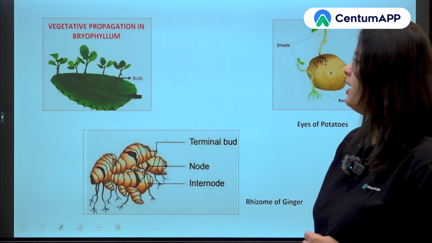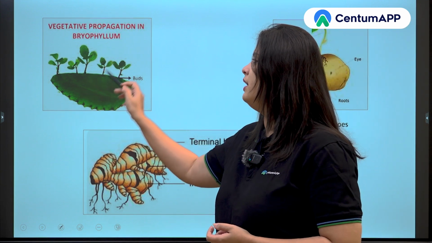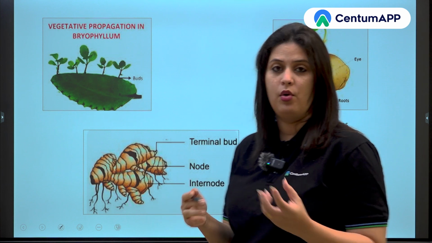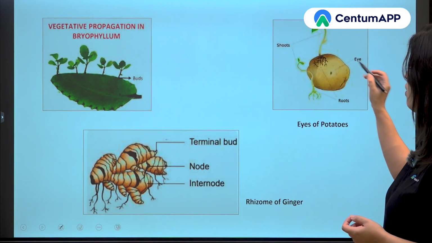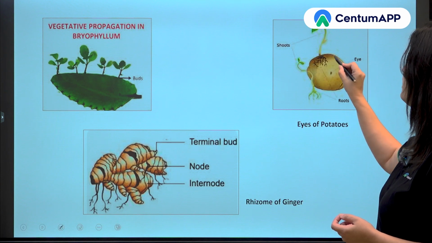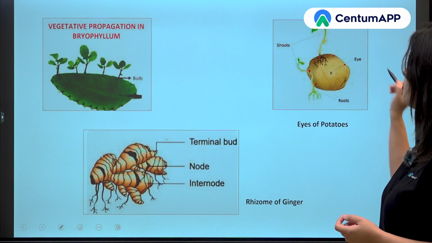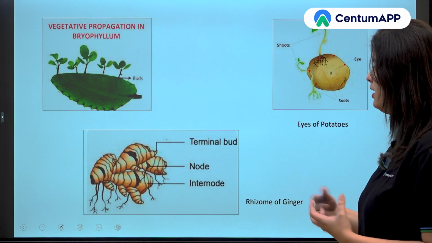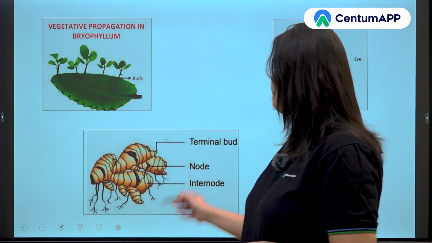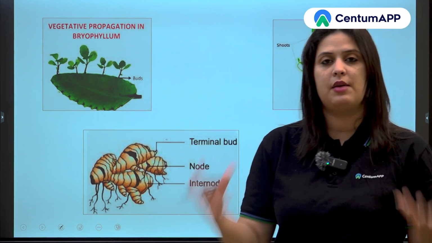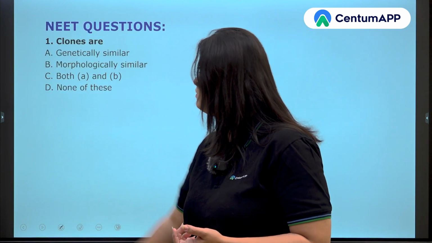Vegetative propagation in Bryophyllum: from the ends of the leaf, you see another whole plant being formed. And this is the eyes of potato. Certain spots develop on the potato, and these spots tend to grow. These spots are known as the eyes of the potato. Next is rhizome. Again, buds are formed and each node develops into another whole ginger.